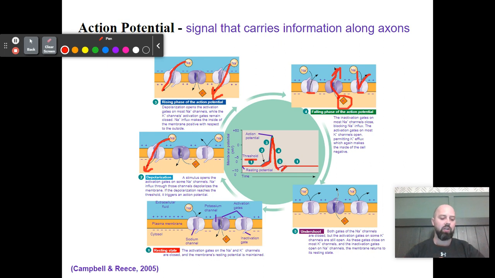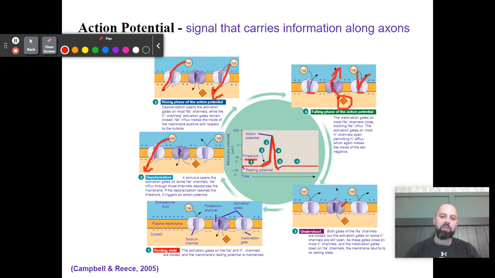We actually even reach an undershoot, it's called, and that would be due to, before that potassium gate actually closes, we fall below resting potential. And this is also associated with the refractory period, and I'll get to that here in a minute. But again, positive ion leaving the cell, and potassium would be why we fall on that action potential.